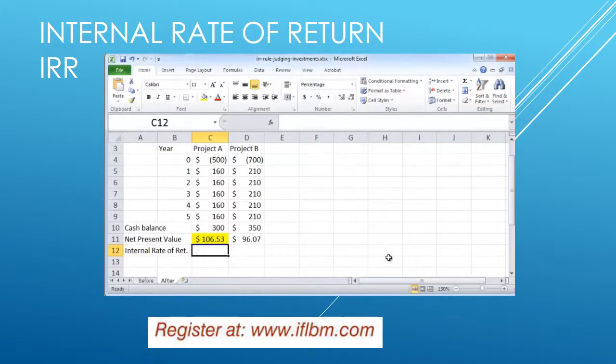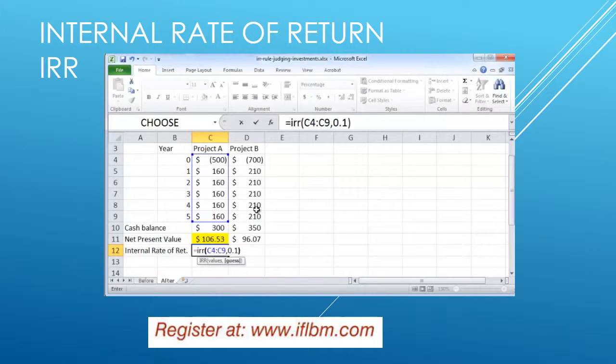So speaking of project A, you would compute the internal rate of return in this manner: equals IRR, which is the formula for internal rate of return. The values include all the values, including the initial value. You just select all of them, and you have to provide a guess value for Excel to get started. Now a guess value could be some rate of return that you think is in the ballpark. You can give a value of 0.1.